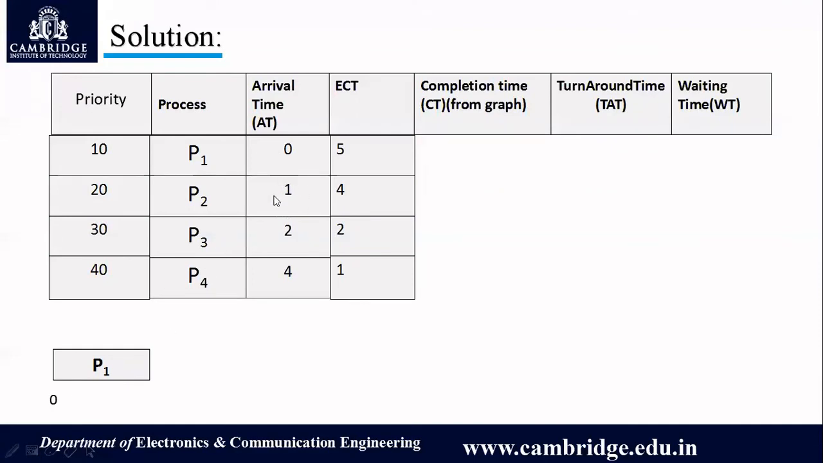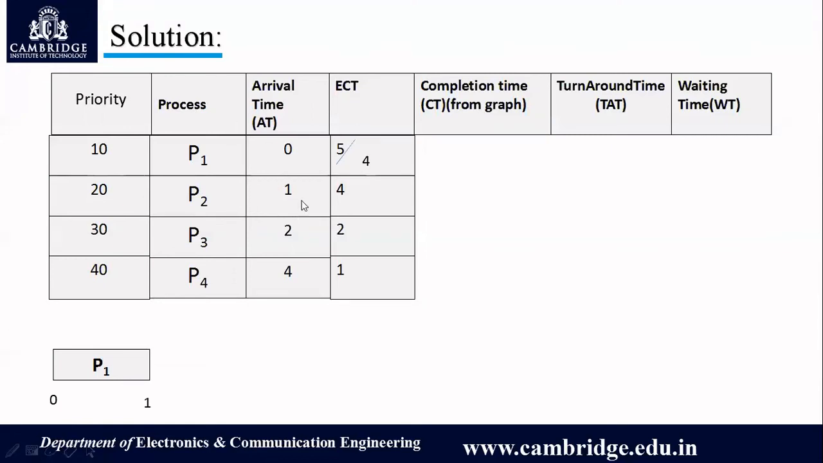It would get executed for only 1 millisecond, because at 1 millisecond I have P2 entering. So at 1 millisecond I would have P1 as well as P2. Out of these two I have to see the priority and then decide the process to be chosen next for the running queue. So 0 to 1 I would be executing P1, but I would be left with 4 more milliseconds of execution.